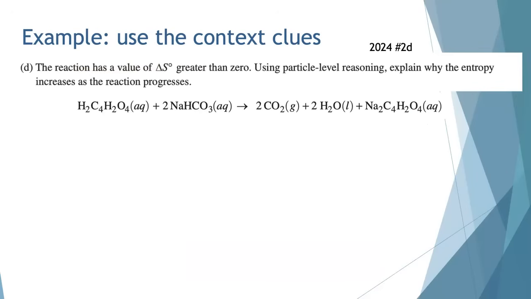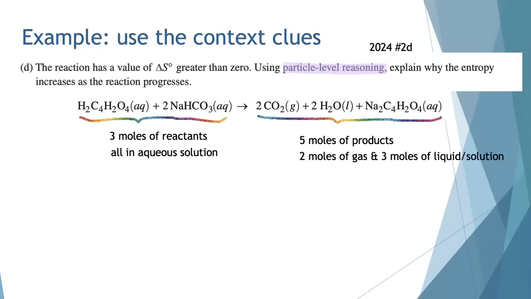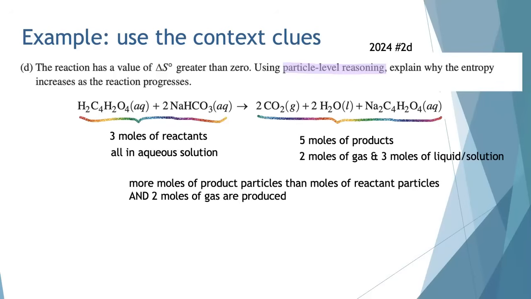Another example from the 2024 exam. The reaction shown below has a value of delta S that's greater than 0. Using particle level reasoning, explain why the entropy increases as the reaction progresses. There are 3 moles of reactants. They're all in aqueous solution. For the products, I have 5 total moles of products. 2 of them are gas, and 3 of them are still in a condensed phase, so I've got some liquid and some solution. And the words liquid and solution are not interchangeable.